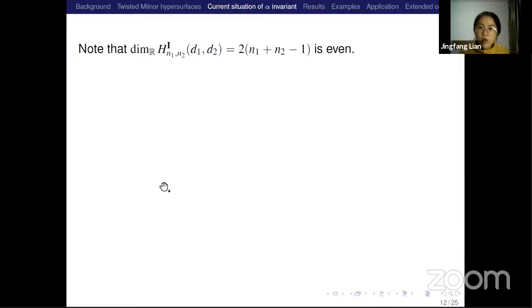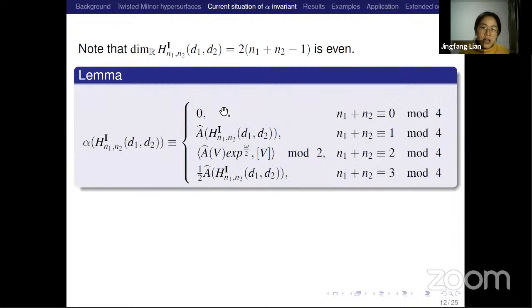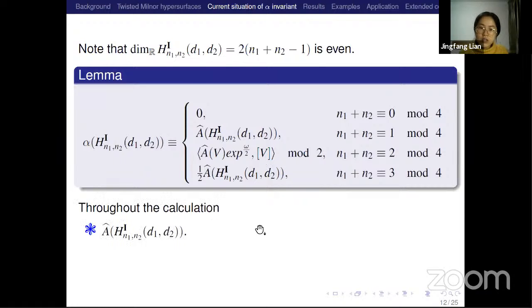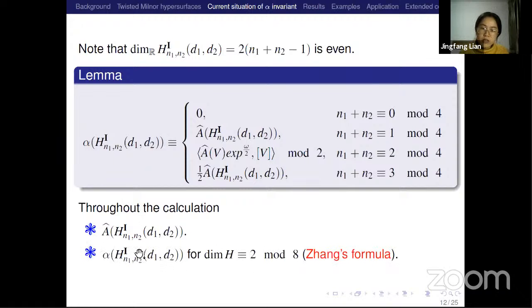And for our study object, the twisted Milnor hypersurface, it is always of even dimension. So we can conclude that the alpha invariant of the twisted Milnor hypersurface is either 0, or expressed by the A-hat genus of itself, or we can use Zhang's formula to calculate it. So throughout our calculation, we first calculate the A-hat genus of the twisted Milnor hypersurface, and then in the special dimension, we give the alpha invariant.